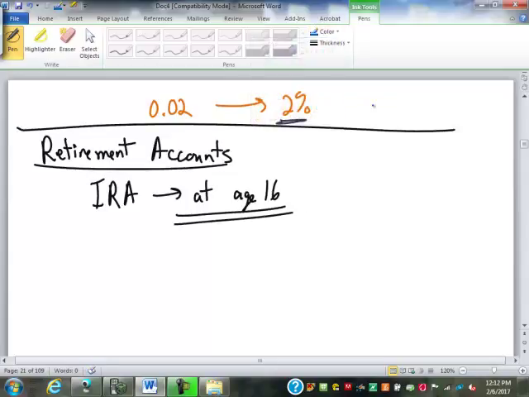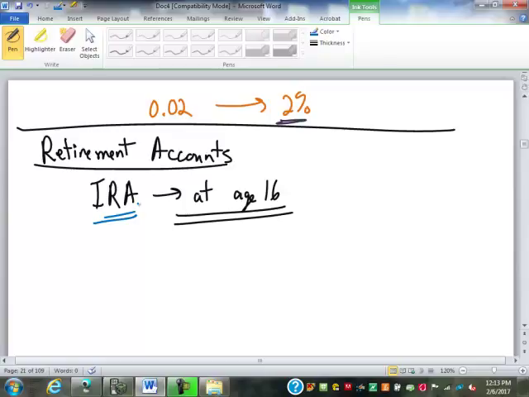The only clause is you cannot put in more than what you earn. So if you have a part-time job and you make $1,200 this year, you can put up to $1,200 into a retirement account. If you make $6,000, well, I believe you're limited to either $5,000 or $5,500, depending on the limit, which changes every year. There is a maximum you can put in no matter how much you make.